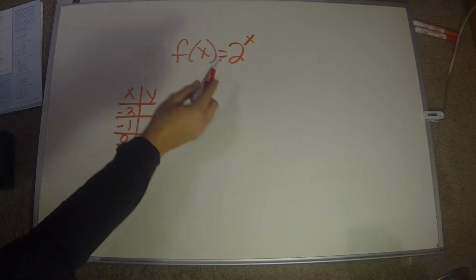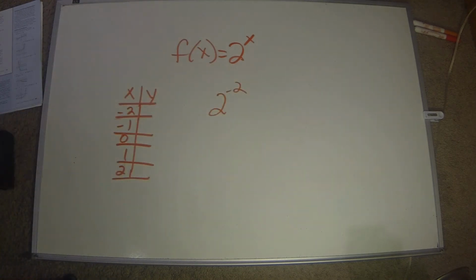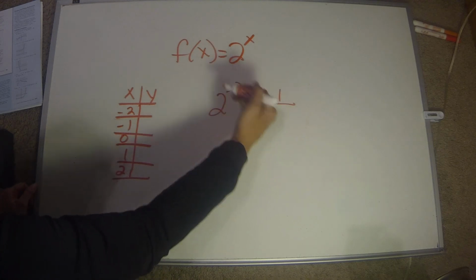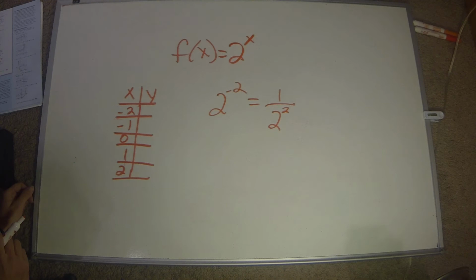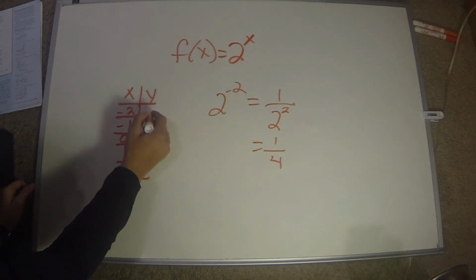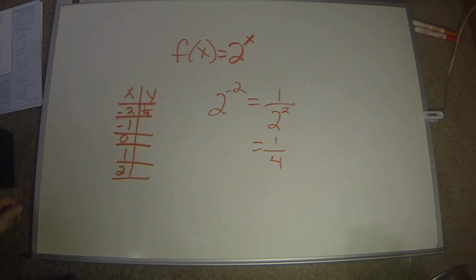So if we plug in negative 2, if you remember on Wednesday, we talked briefly about a negative exponent and how we can make that positive. If you remember, you just take everything here, drop it below a fraction of 1, and now it's positive. So now this would be 1/4. So when x is -2, y is 1/4.